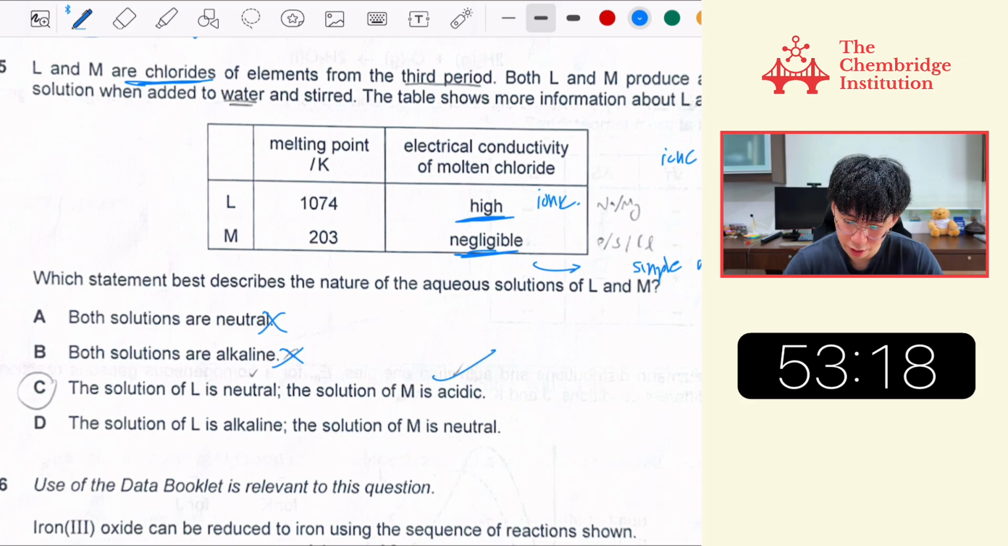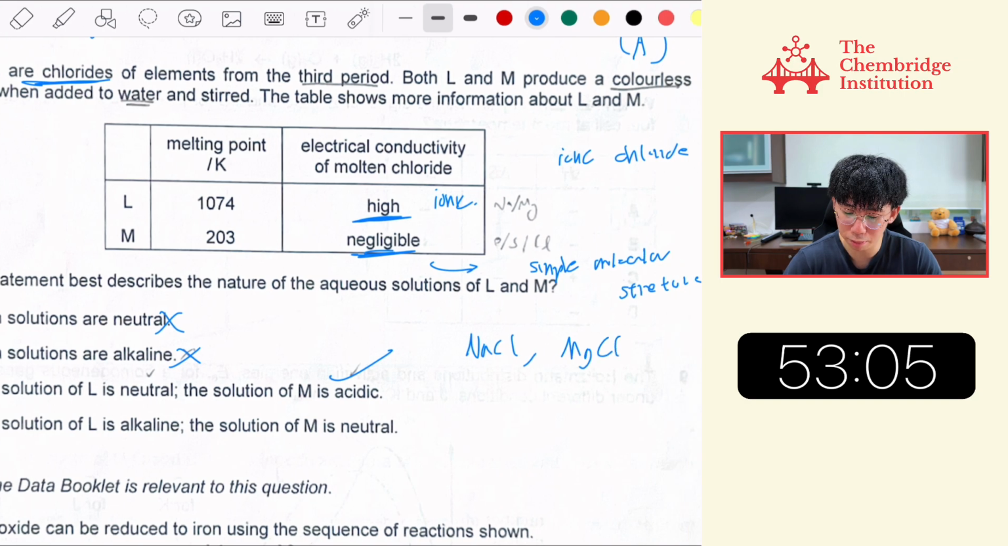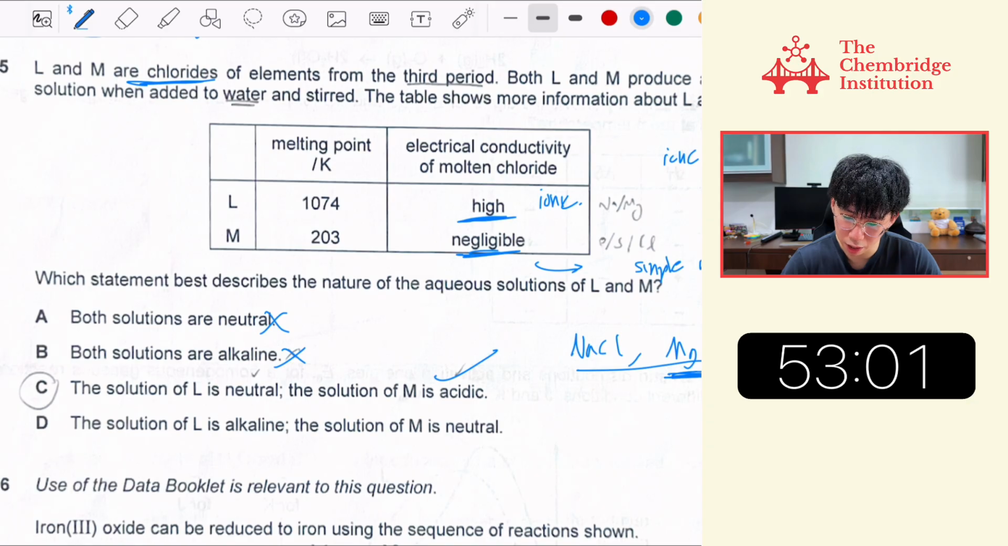Yup, that's correct. And for L, if this produces, for your ionic chlorides, it's only NaCl or MgCl2, and they're mainly quite neutral. Maybe this is a bit acidic, but I would probably be okay with this. This is definitely wrong. This is definitely wrong. So answer C over here.